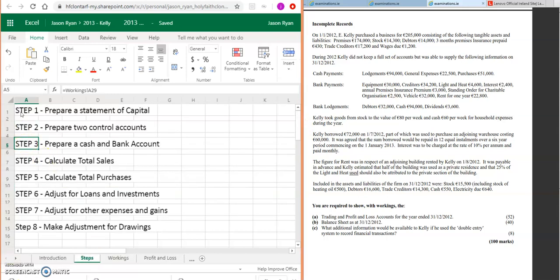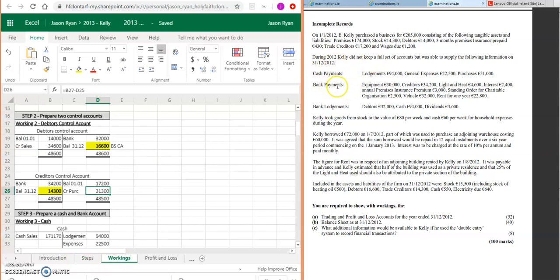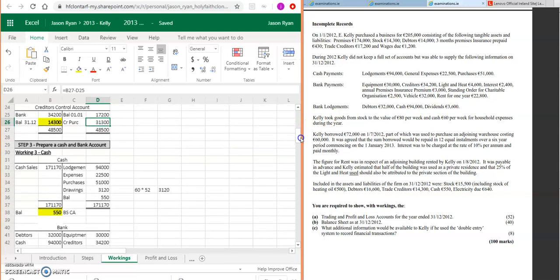Our next step, number 3 then, is prepare your cash in your bank account. So that's where we're going to look over here at our cash and our bank payments and our bank lodgements. So have a look to see if you've got any opening cash to start a question, which we don't. So now the lodgements, general expenses and purchases. So those 4 are going to go in as they are. So lodgements 94,000, general expenses 22,500, purchases 51,000.